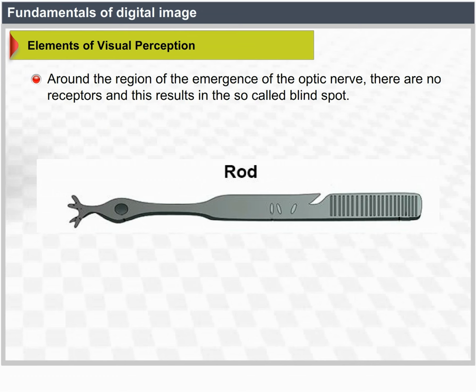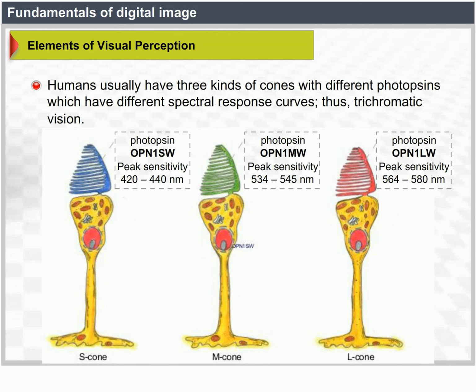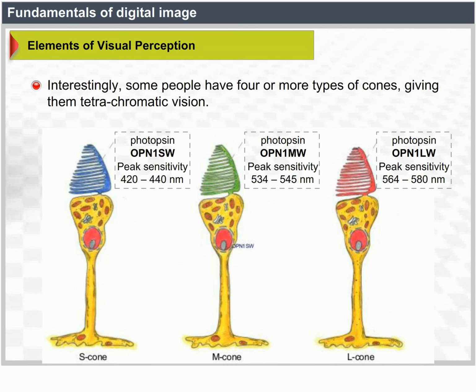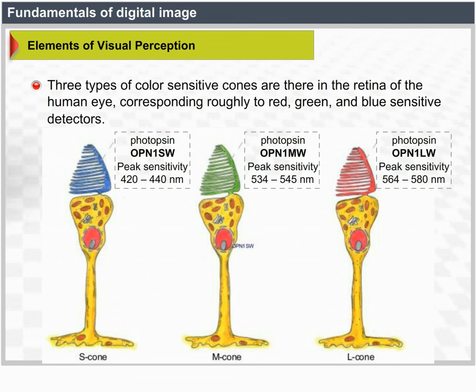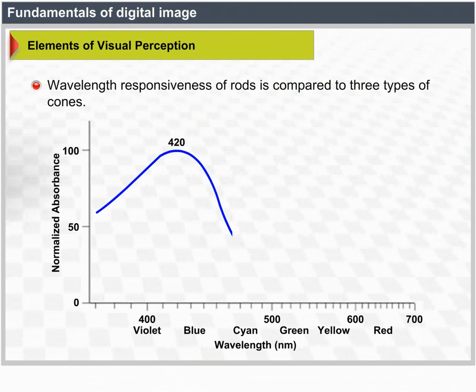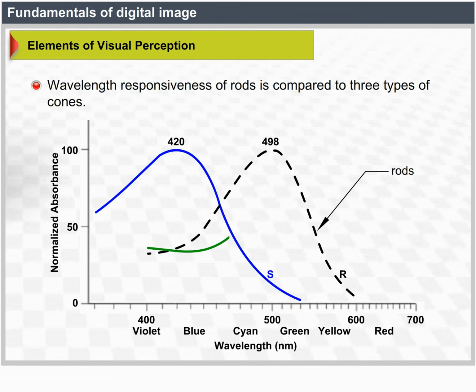Around the region of the emergence of the optic nerve, there are no receptors, and this results in a so-called blind spot. Humans usually have 3 kinds of cones with different photopsins, which have different spectral response curves, resulting in trichromatic vision. Interestingly, some people have 4 or more types of cones, giving them tetrachromatic vision. 3 types of color-sensitive cones are there in the retina of the human eye, corresponding roughly to red, green, and blue sensitive detectors. Wavelength responsiveness of rods compared to that of 3 types of cones. The dashed gray curve is for rods.